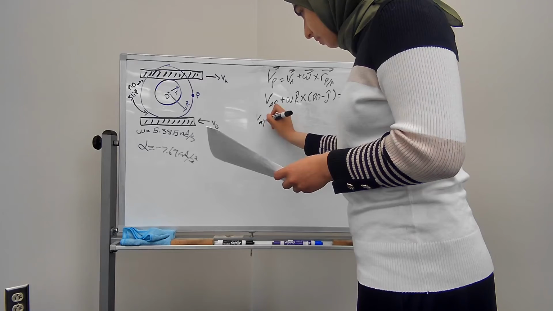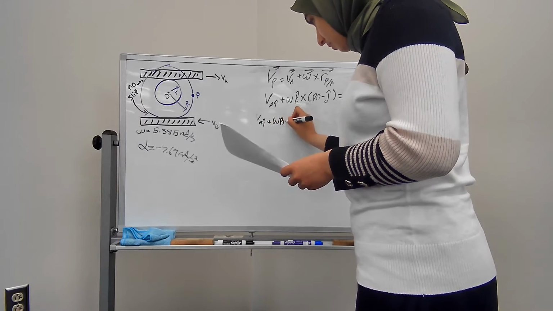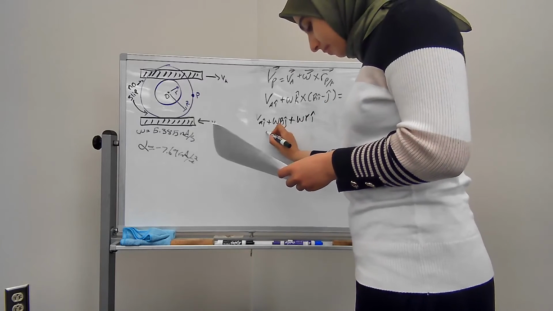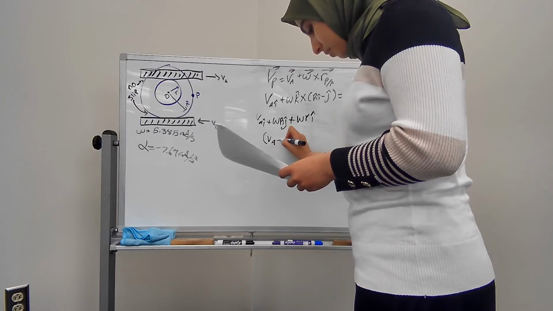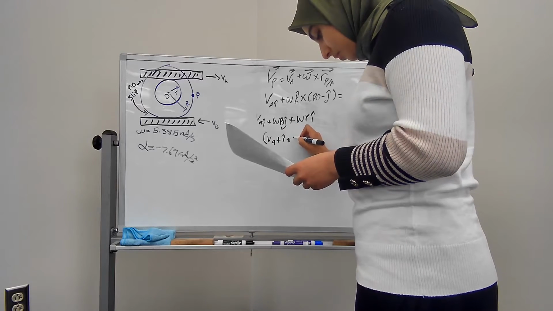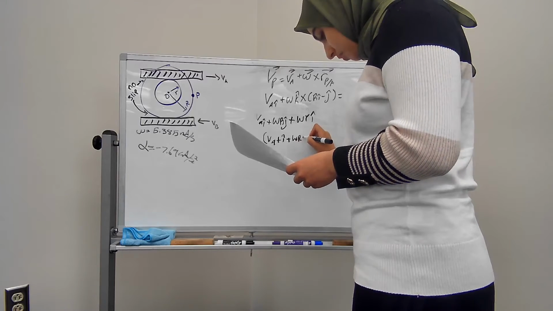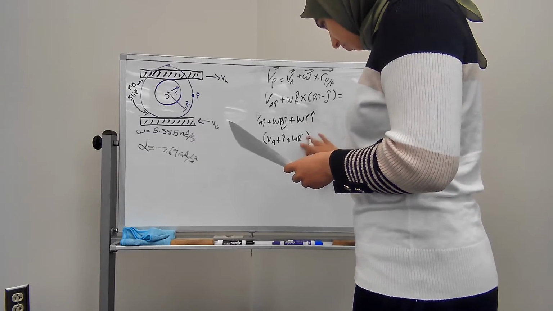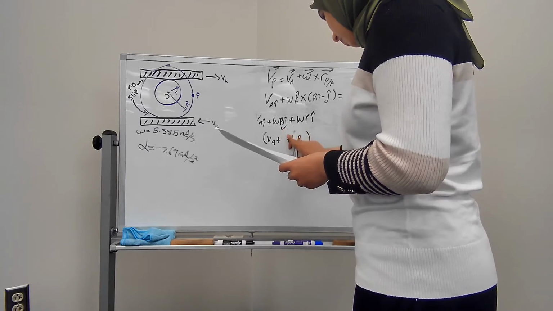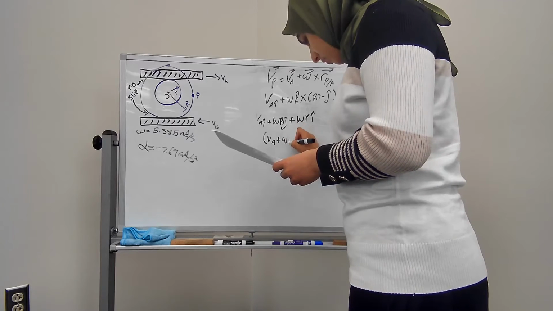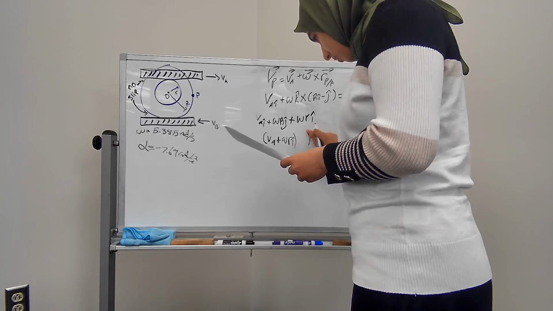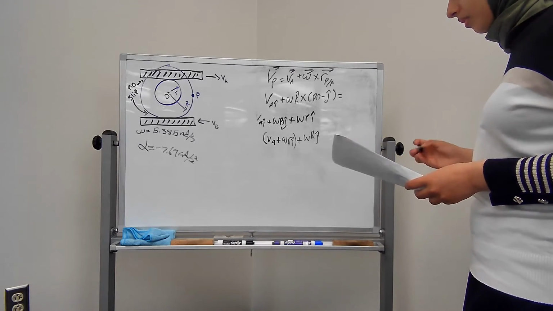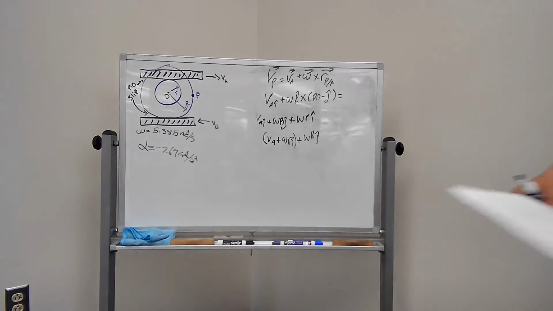At this point, I would like to group my i direction and j directions together. So we can get V of P equals V of A plus omega times little r all in the i direction plus omega times big R in the j direction. Since you know all of these values, this would be the final equation for the velocity at point P, and you can go ahead and plug all of your values in for this and solve for the final velocity at point P.